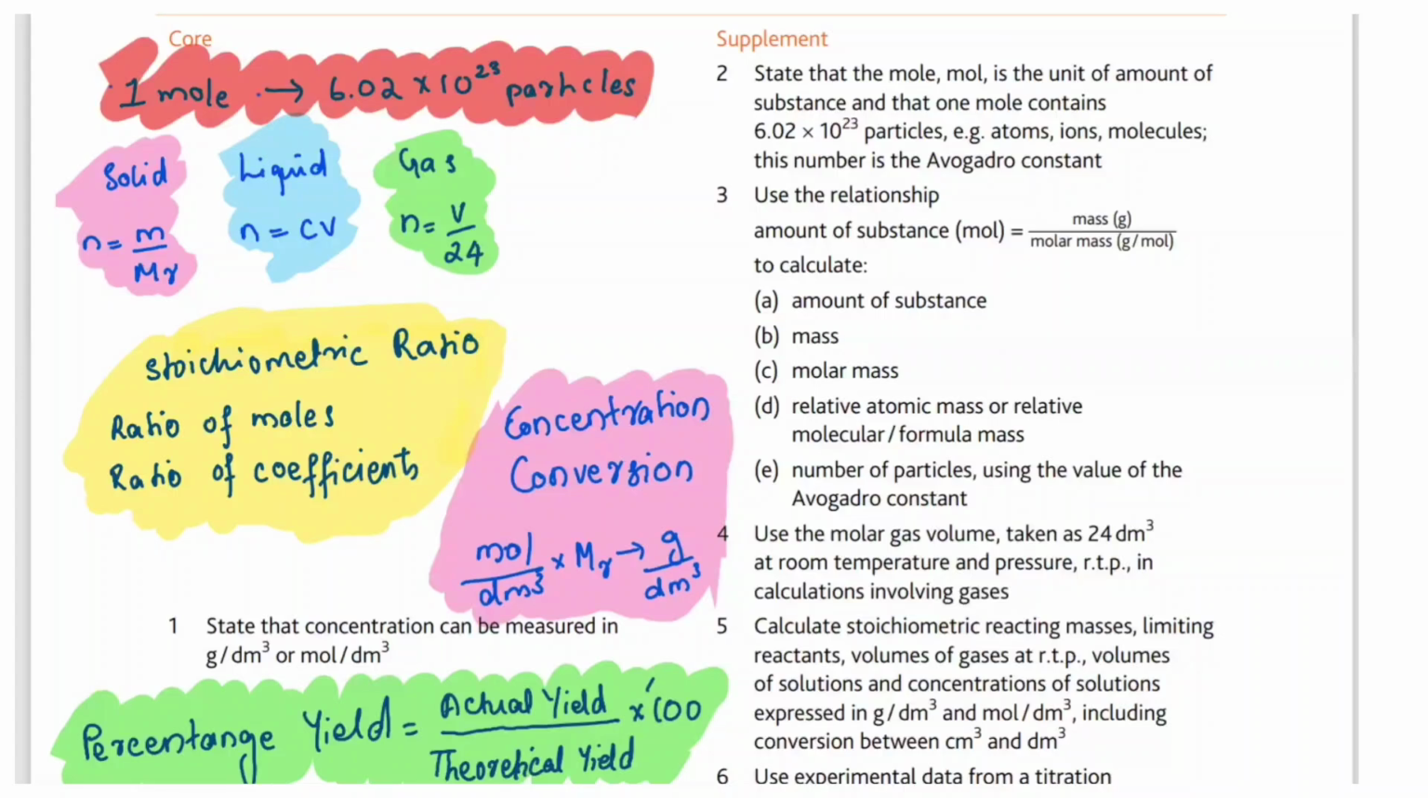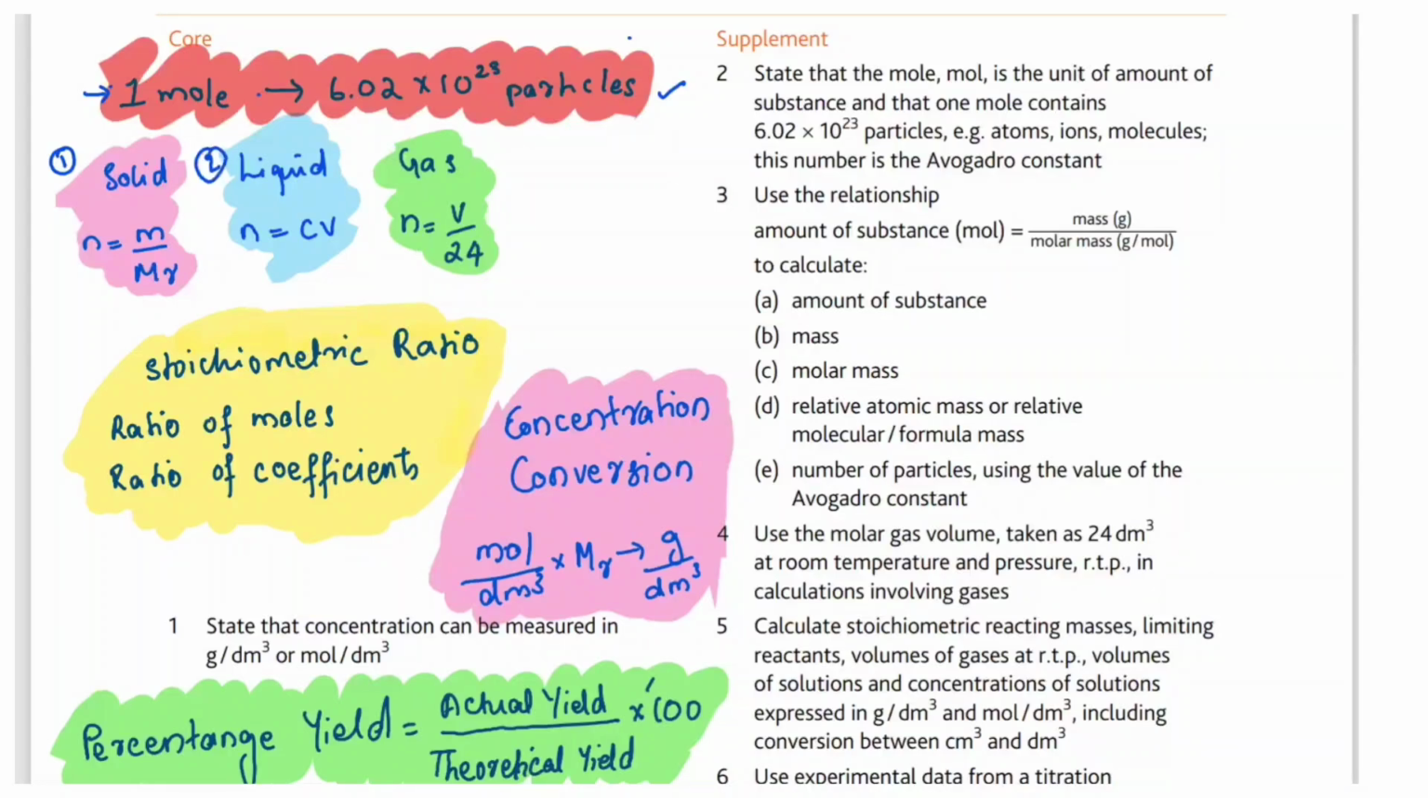The first thing that we need to remember is that 1 mole of any substance contains 6.02 into 10 raised to 23 particles. Then to calculate the number of moles, we can do it in 4 different ways. The first way is when the substance is a solid. If you're asked to calculate the number of moles, you will use the formula number of moles equal to mass by MR. So n is equal to m by MR.